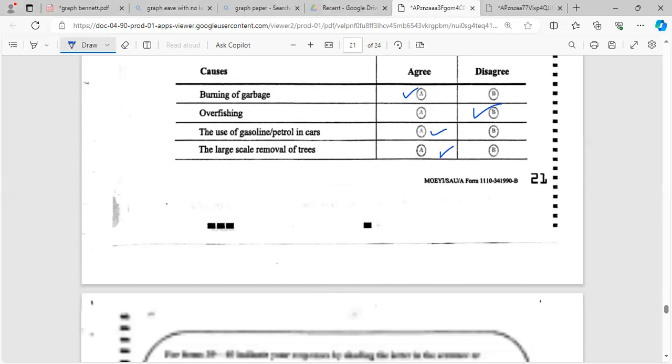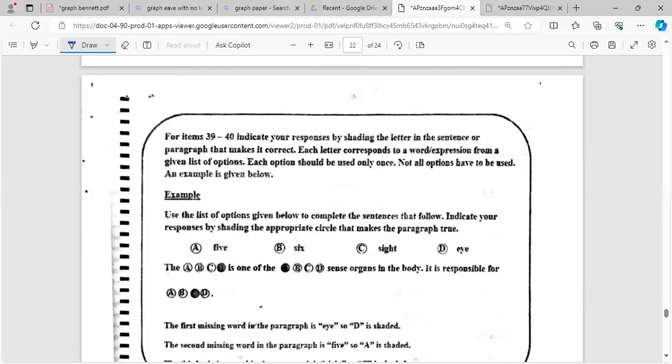Number 39 to 40. Indicate your response by shading each letter in the sentence or paragraph which makes it correct. Each letter corresponds to a word or expression from a given list of options. Each option should be used only once. Not all the options have to be used. An example is given below. Use the list of options below to complete the sentence that follows. Indicate your response by shading the appropriate circle that makes the paragraph true.